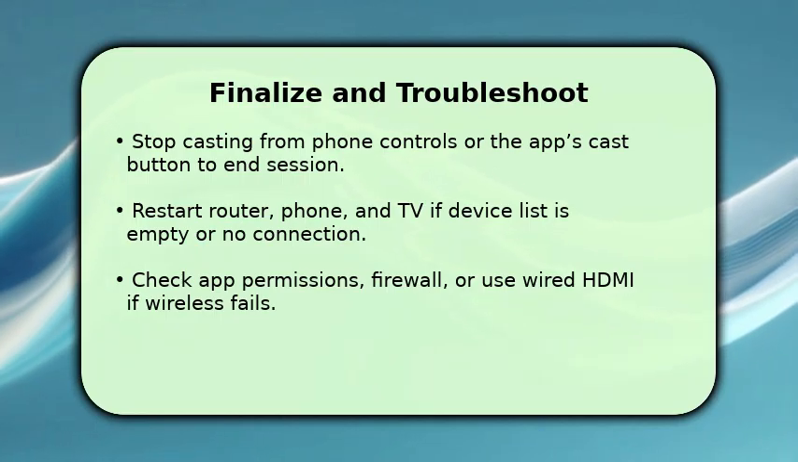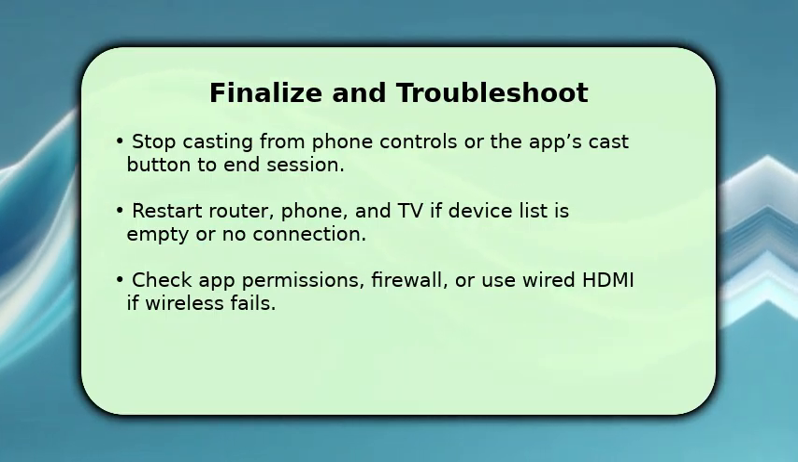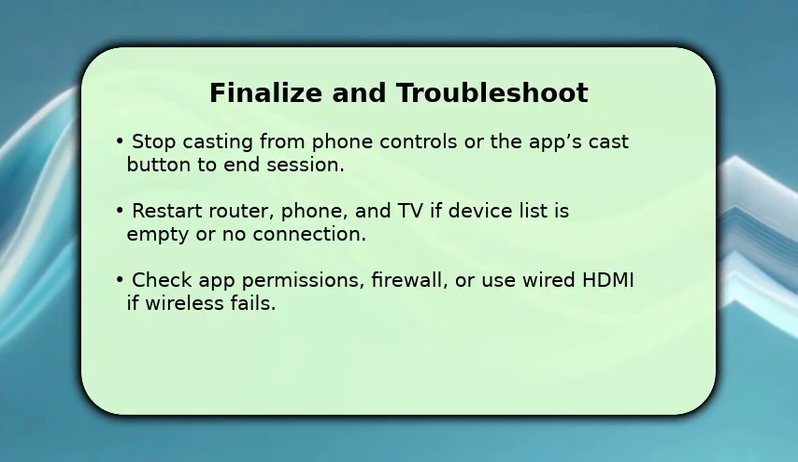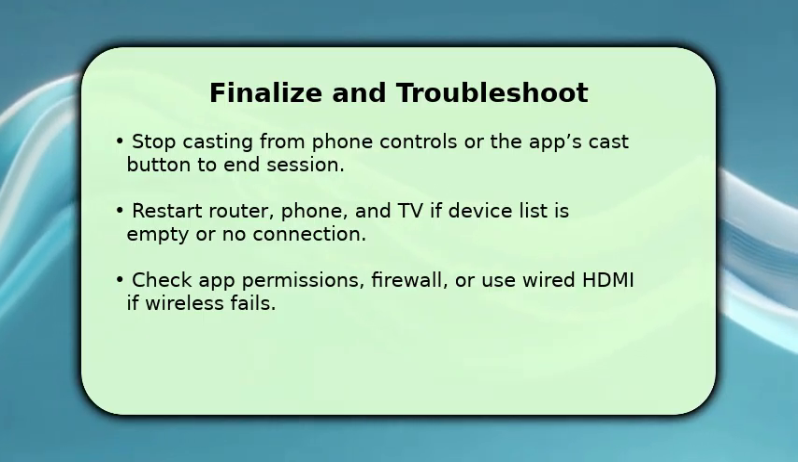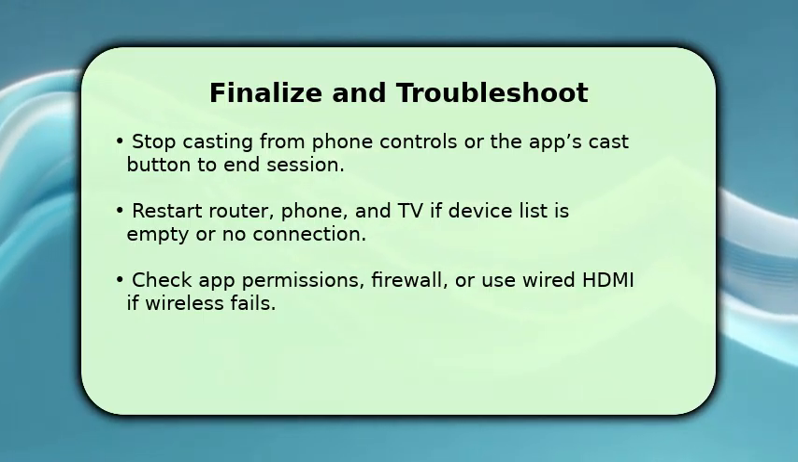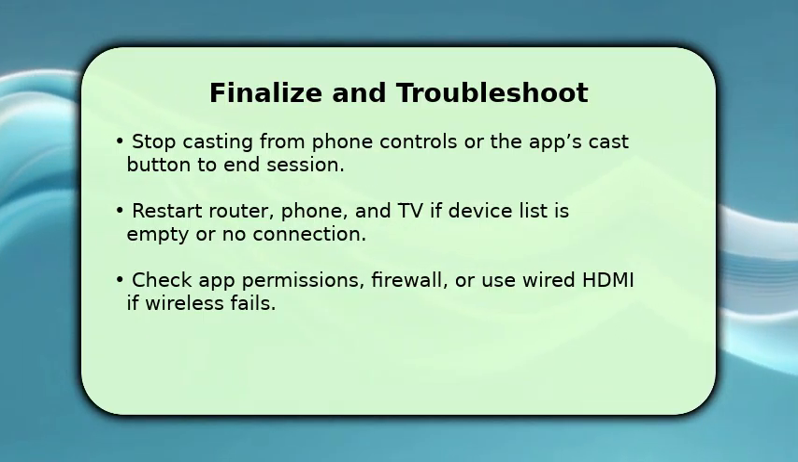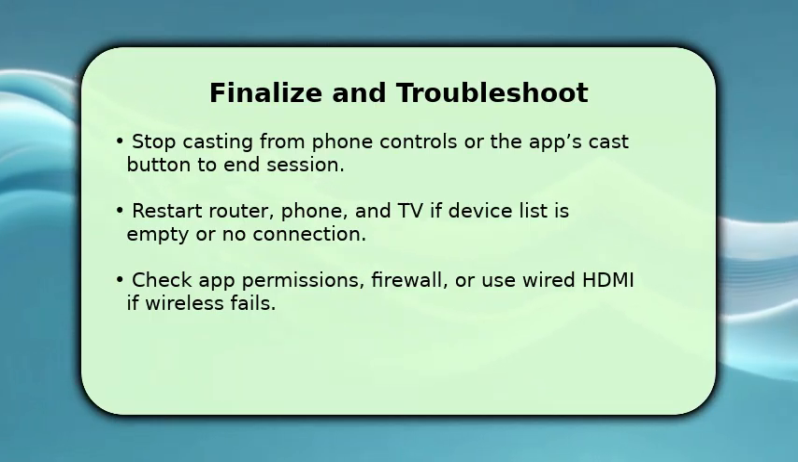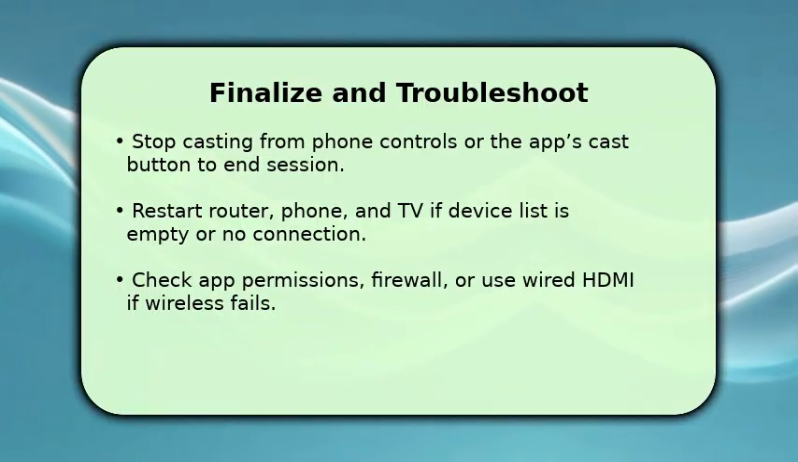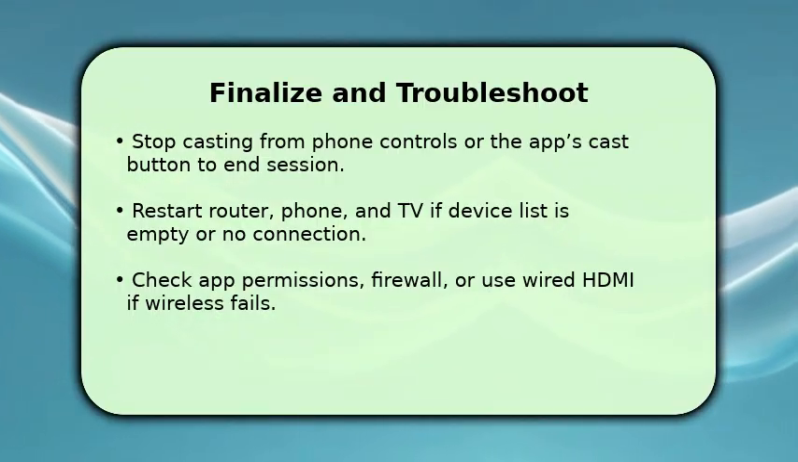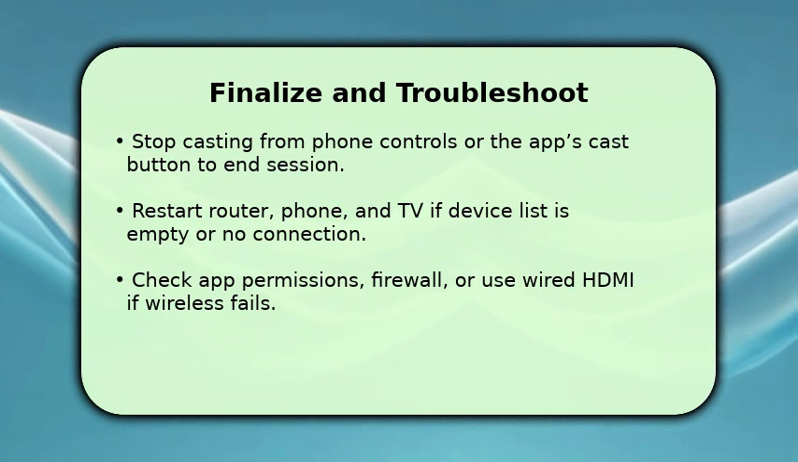If casting fails, restart the router, TV, and phone in that order to clear network leases and background conflicts. Make sure the app has local network and permission access. Some phones require explicit permission. As a last resort, try a wired HDMI adapter if wireless casting remains unstable. This bypasses network issues.